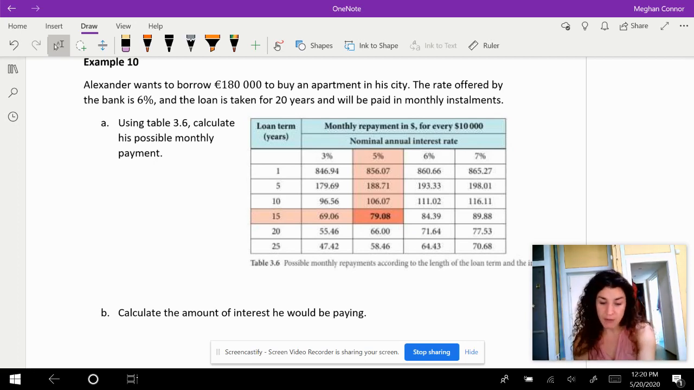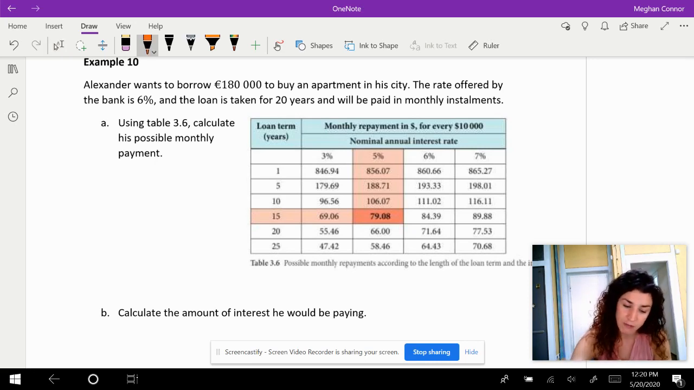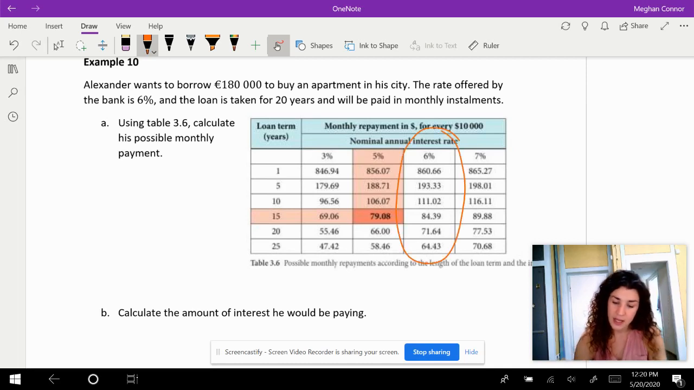So this is the table that they provide you. Monthly payments in dollars for every $10,000. We've got $180,000, so whatever we have here, we're going to have to multiply by 18 in order to actually get our monthly payment, right? We're borrowing it at 6%, which means we fall under this column right here.